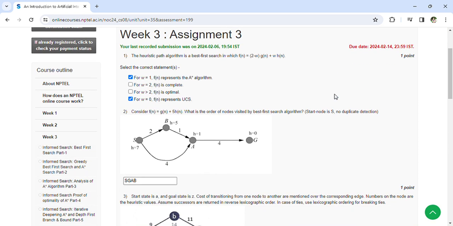Here we are considering a graph. Consider f of n is equal to g of n plus 5 h of n. What is the order of nodes visited by best first search algorithm? The order of the nodes is SGAB. Okay, it is in breadth first search.